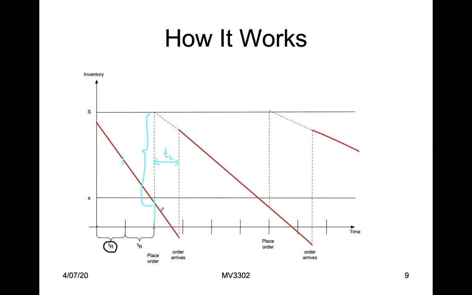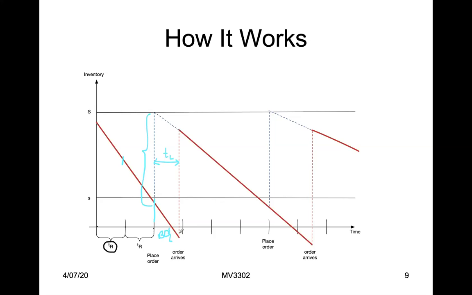So in the meantime, our customers keep coming in, and notice over here we've gone below the 0 point. So here we have gone into a back order situation. But then at this time, our order comes in, and so now we have this much on hand.